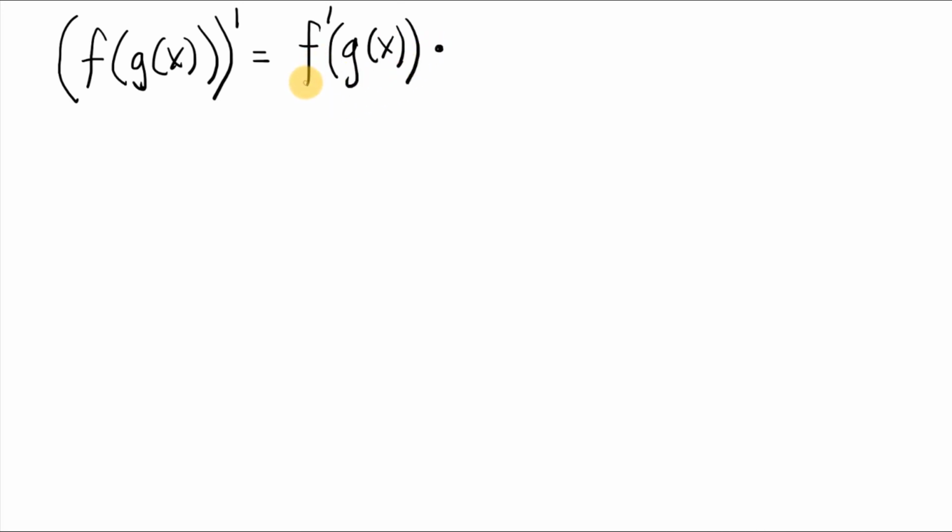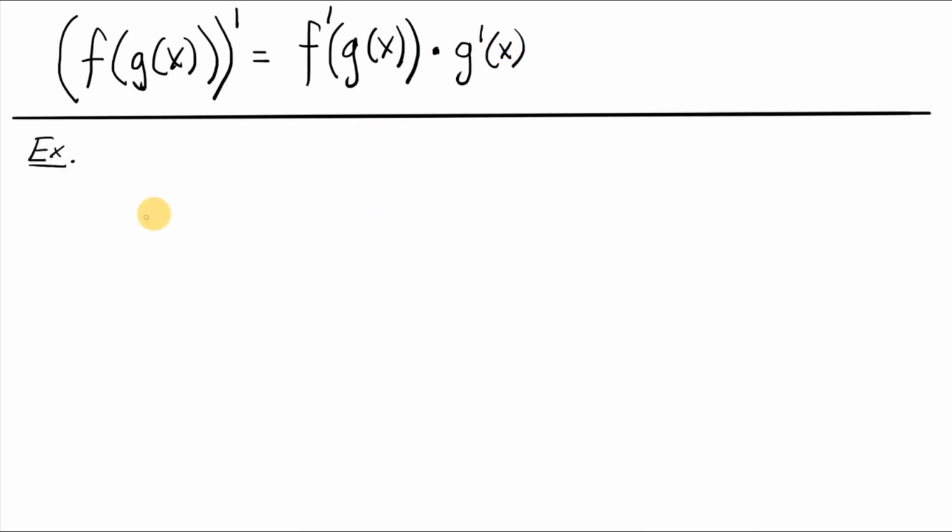First, you need to take the derivative of f and then put in g of x into that. Then you need to multiply by the derivative of g. So let us take an example.